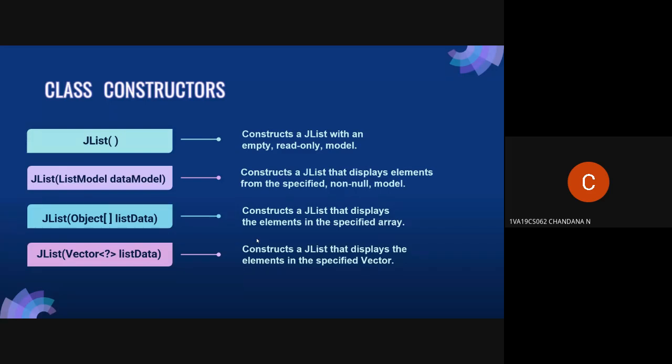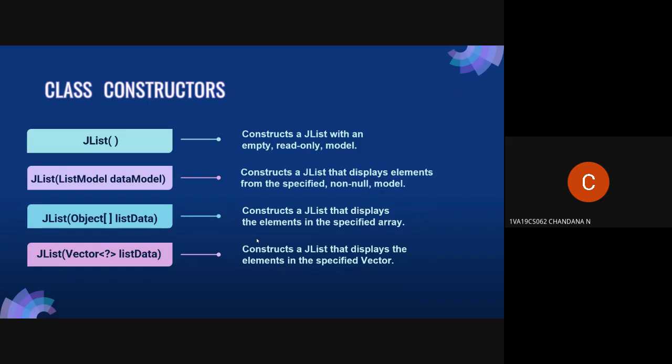The second one is JList with a list model, the data model. This constructor gives you a JList that displays elements from the specified model. The third and the fourth ones are the most important and most commonly used in all programs. The third one is a JList constructor which takes an array as a parameter. What does this array contain? This array will contain all the elements which have to be displayed in your list, the list items.